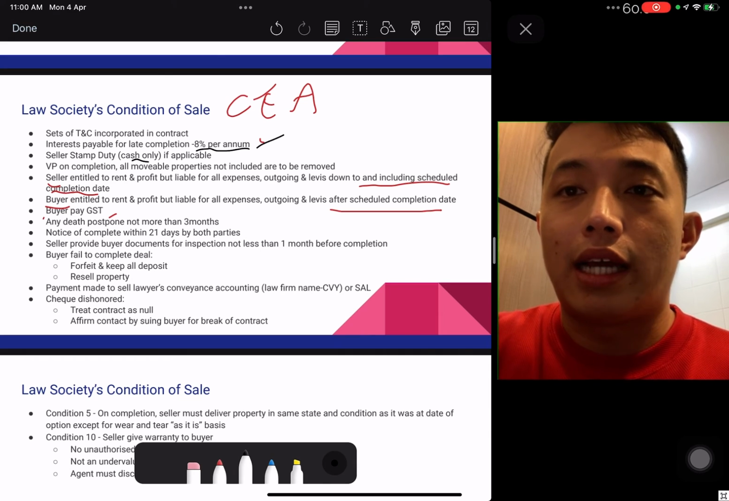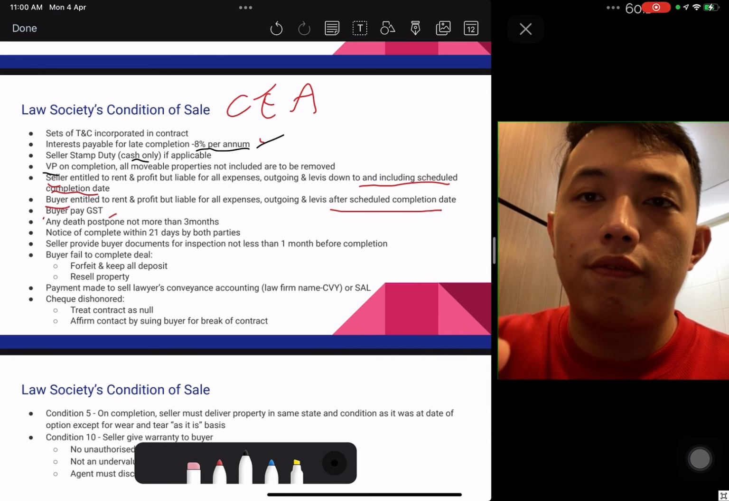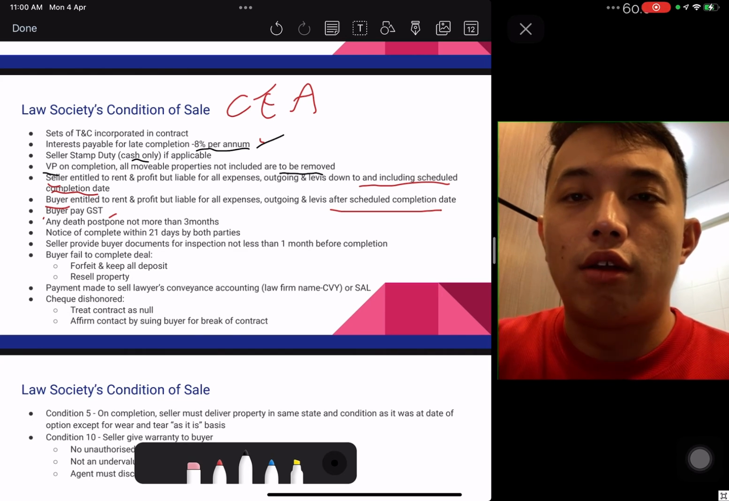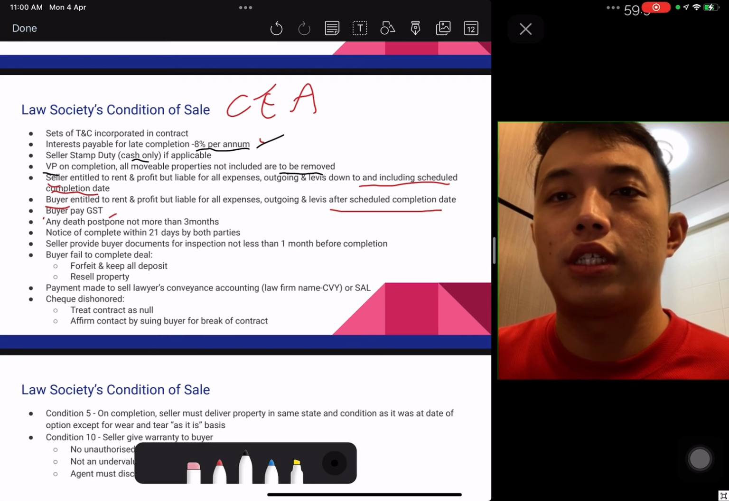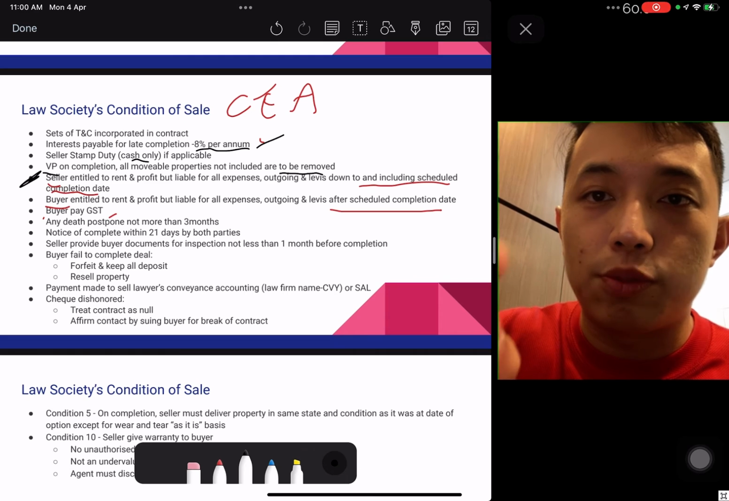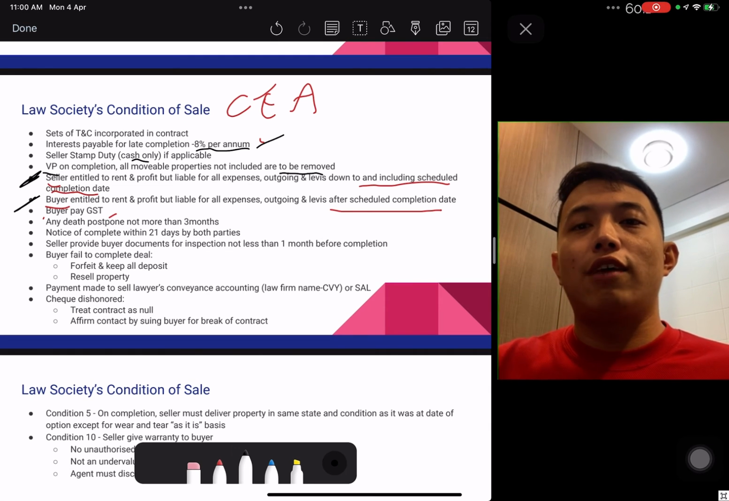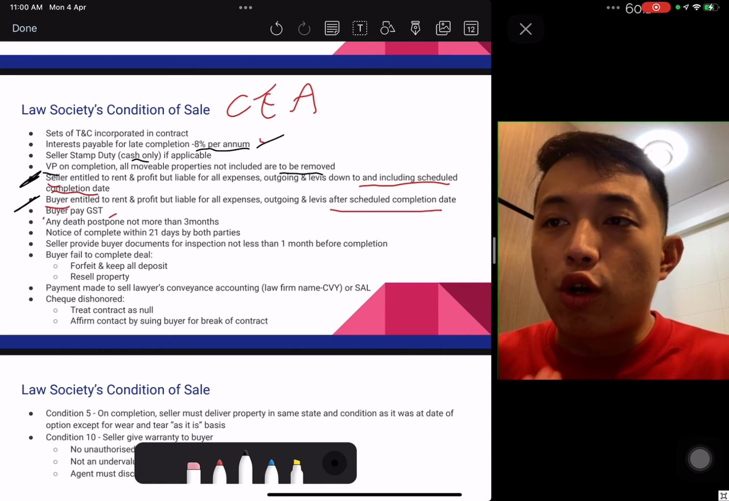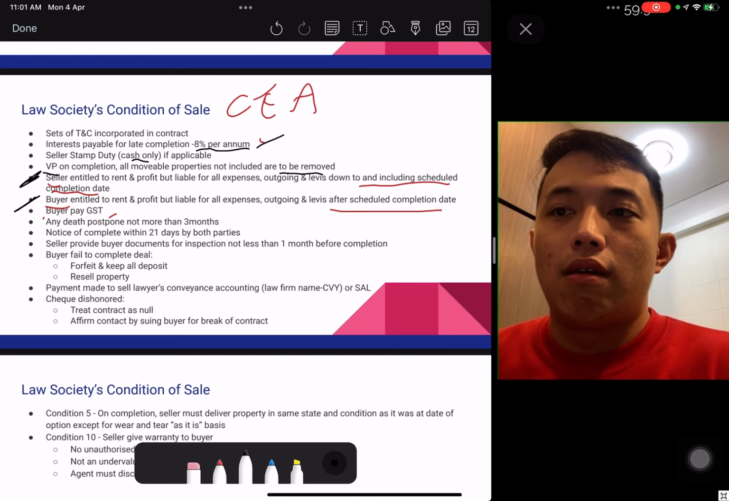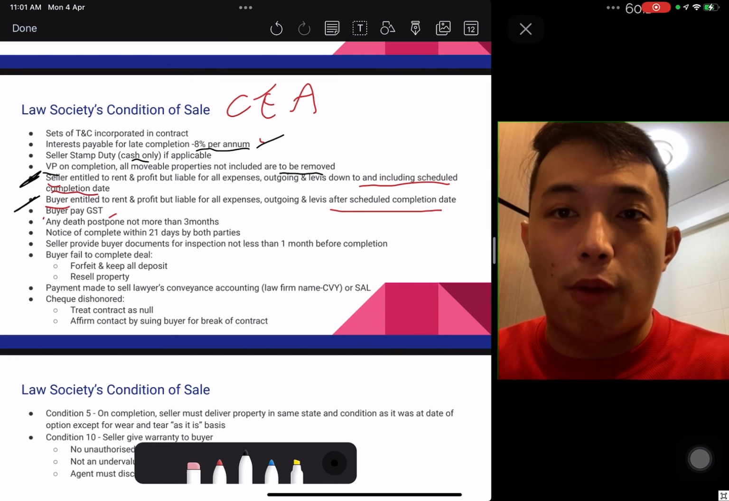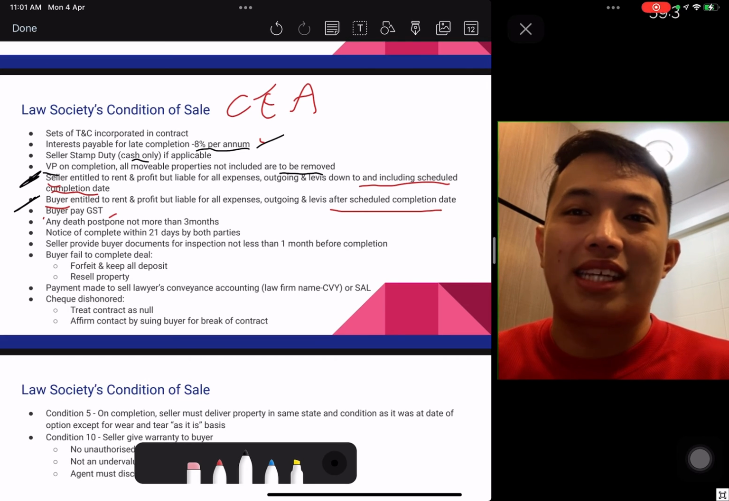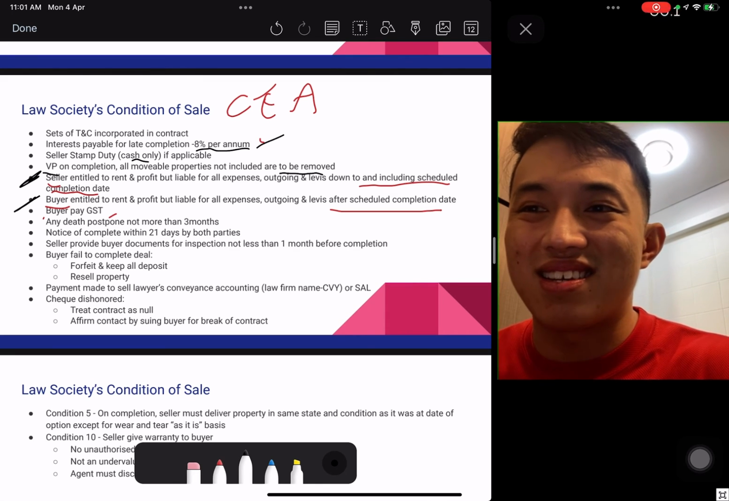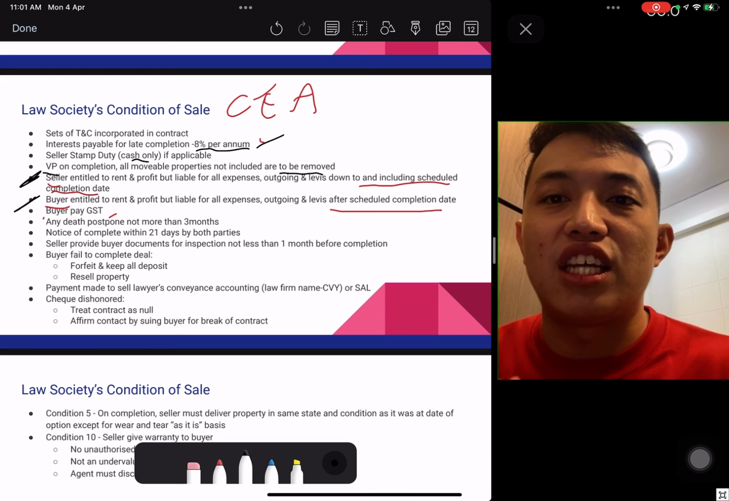Okay, next. Under vacant possession, all movable property must be removed on the VP date, the vacant possession date. Sellers are entitled to all sales and profit and liable for all fees and expenses up to and including the scheduled completion date. The new buyers taking over are only entitled to the rental profit and liable for expenses, outgoing fees and levies after the completion date.